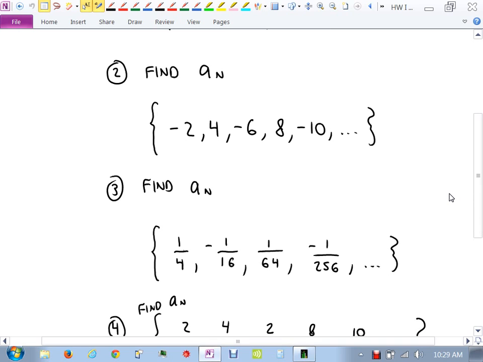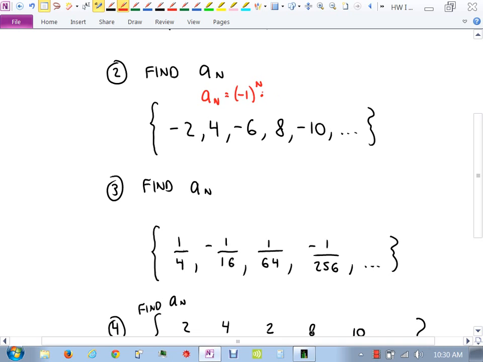So let me show you how this works, because any of these problems would have been fair game for the final. So let's look at negative 2, 4, negative 6, 8. Again, if you split this up and you think about it, it's an alternating sequence, right? Starting with the negative. So I know my formula has to have negative 1 to the n, right?